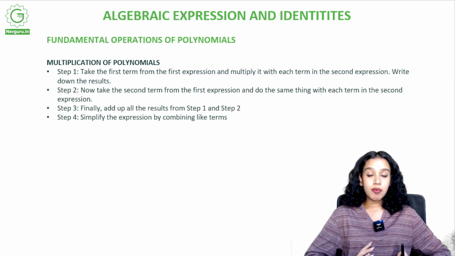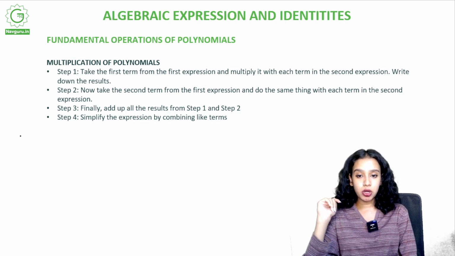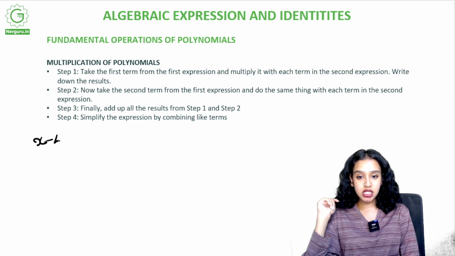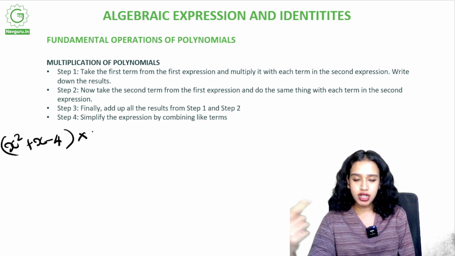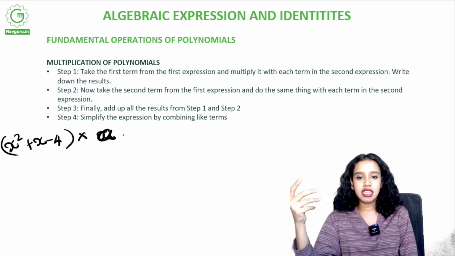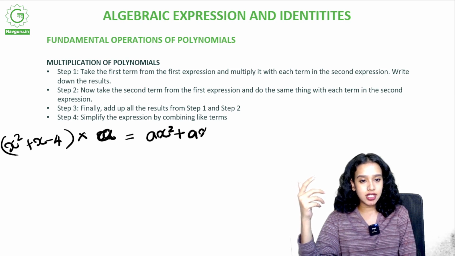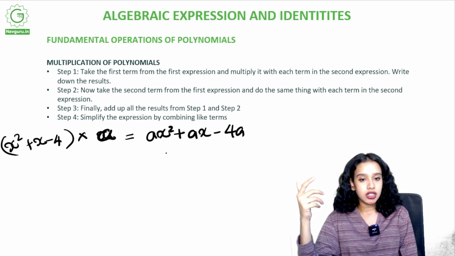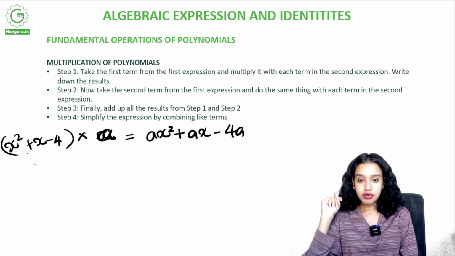Now let's talk about the multiplication of polynomials, right? If I am multiplying a polynomial like x square plus x minus 4 with any one term, let's say a, we have ax square plus ax minus 4a, right? Because I'm multiplying each and every term with the single term.